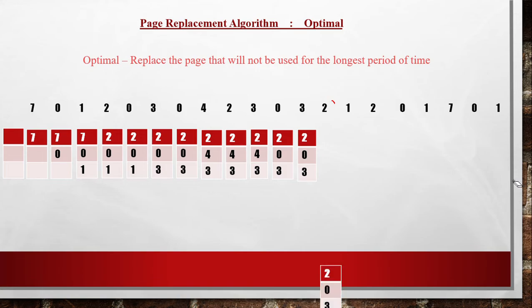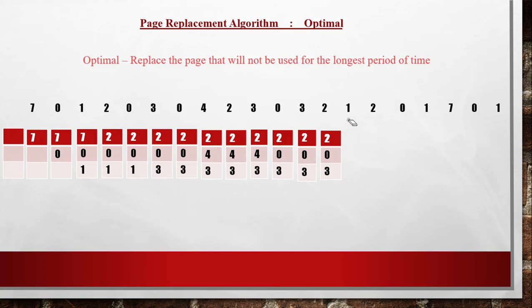See here, we keep repeating this 2 because there was no page fault for the previous arrival and there is no page fault for the arrival of the next reference 2. So we keep repeating the same value, and the next page reference is 1. 1 is not present, so there will be a page fault. One among these will be replaced.